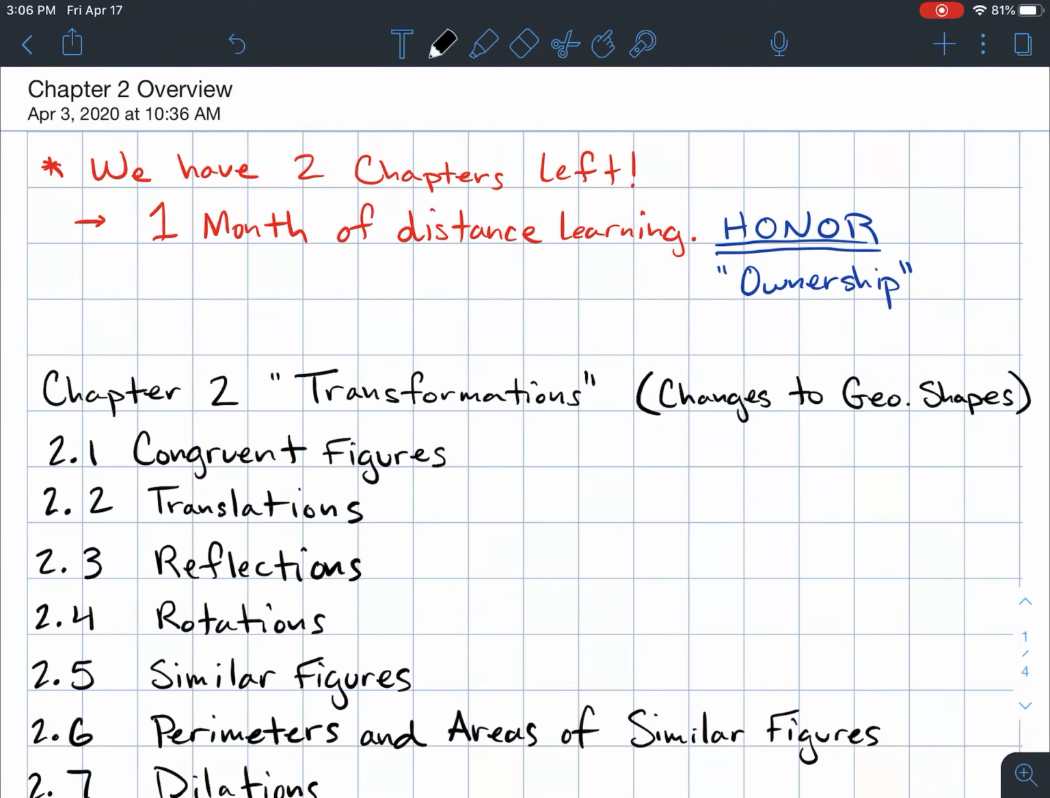Okay, welcome back, Matadors. This is going to be the Chapter 2 overview. So this is what we're going to be covering next, just a brief summary of the entire chapter.